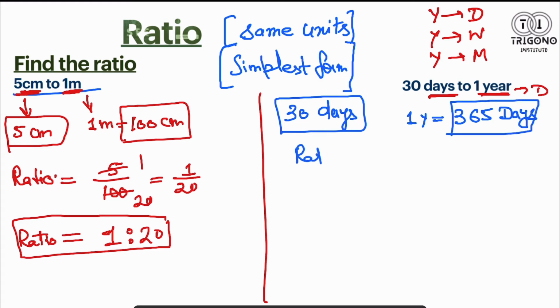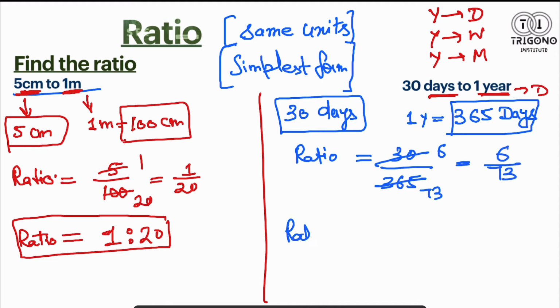So what is my ratio now? My ratio is equal to 30 over 365. After cancelling them, it goes on the table of 5. So this is 6 and this will be 73. You can see 6 over 73. Now the ratio is equal to 6 ratio 73.